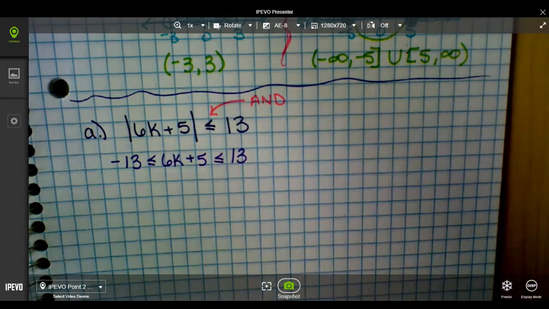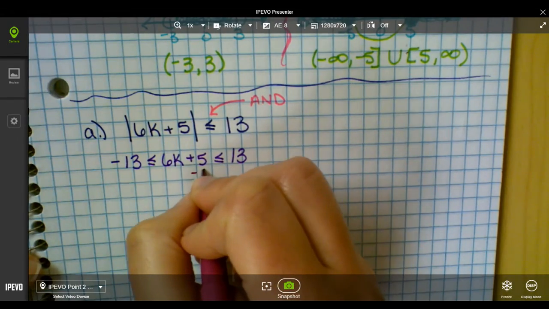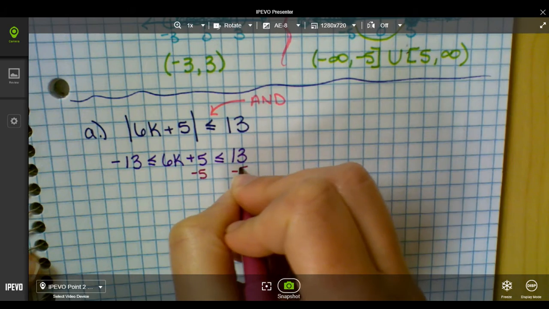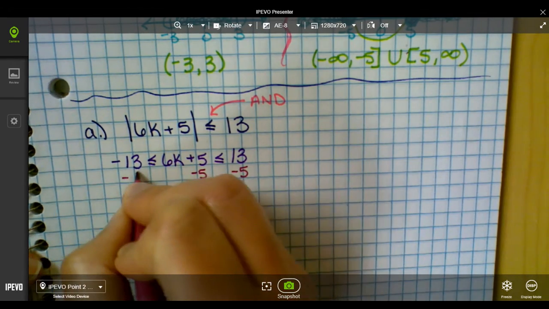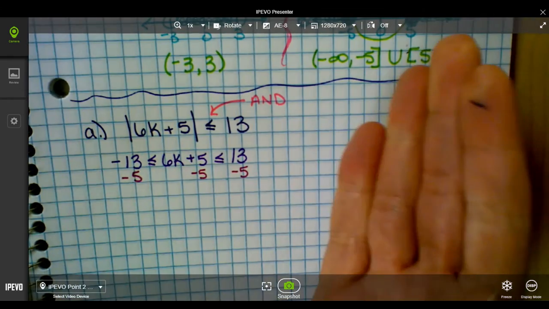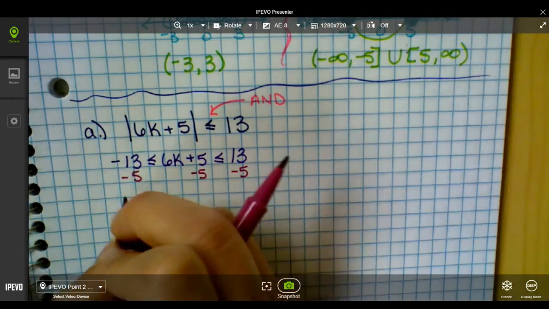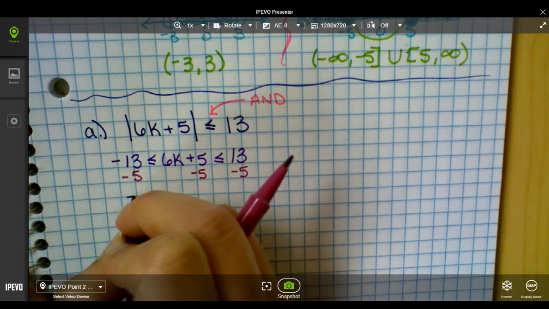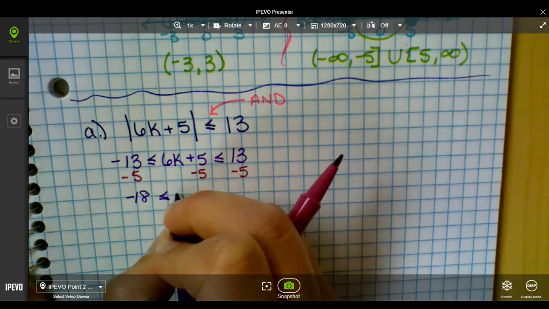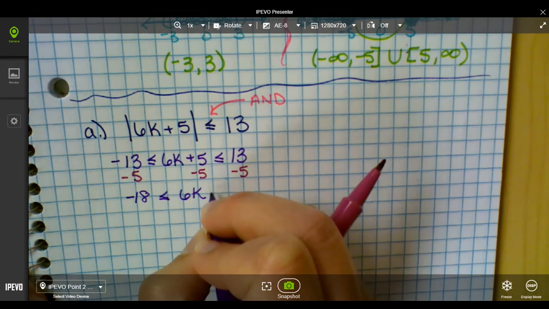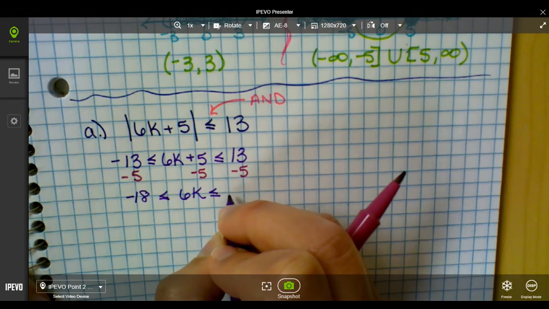Okay, then we are just going to solve these just like we have been practicing the last couple of lessons. So when I subtract the 5 in here, not only am I going to subtract it from this 13, but I also have to subtract it from the other side. Remember, you want to keep this inequality balanced on both sides. So negative 13 minus 5, I'm going more negative, so that's going to be negative 18. Has to be less than or equal to 6k, which has to be less than or equal to 13 minus 5 is just 8.